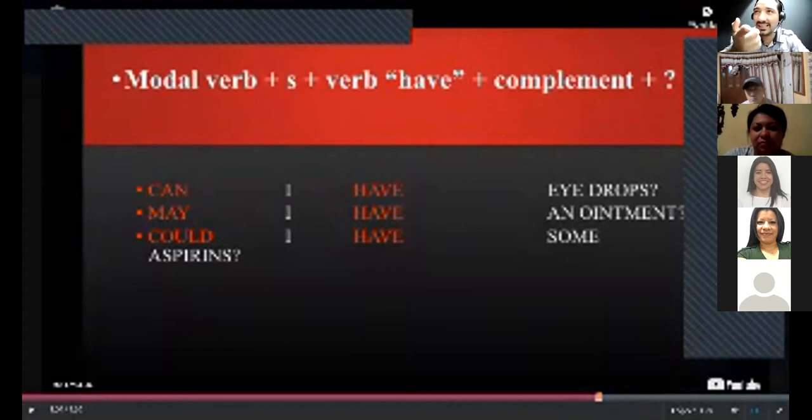Okay. ¿Sí me entendieron el ejemplo? ¿Alguien se perdió? No. Okay, good. So intonation is very important. Great job. Can you speak Japanese, please? Es un request. Can you speak Japanese, please? Questions.